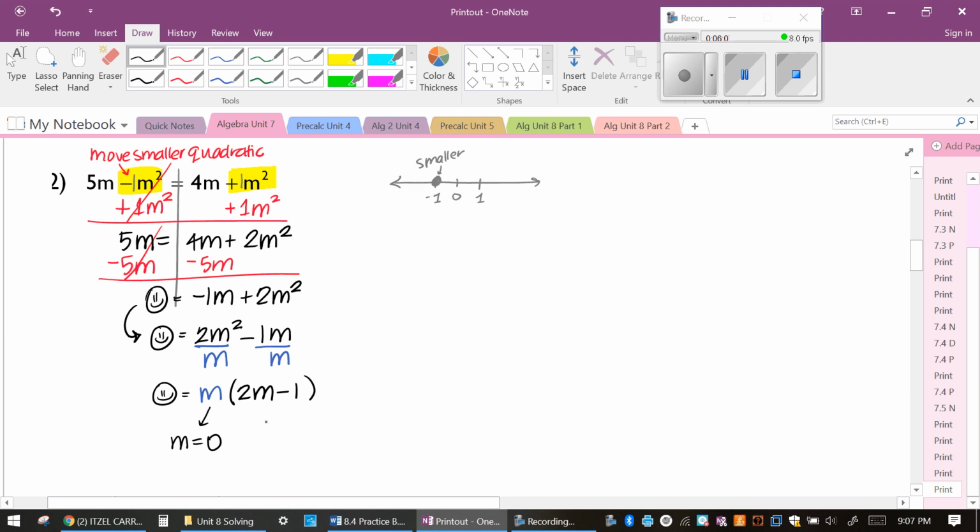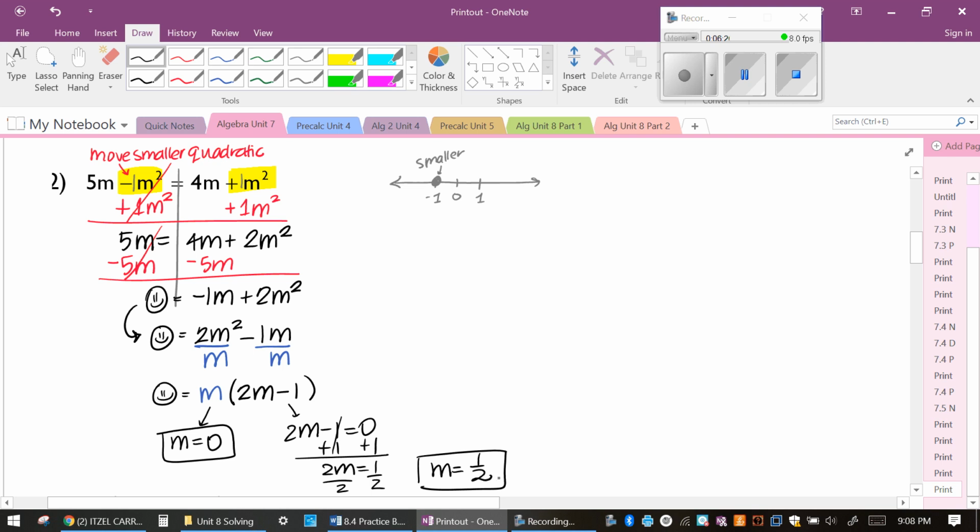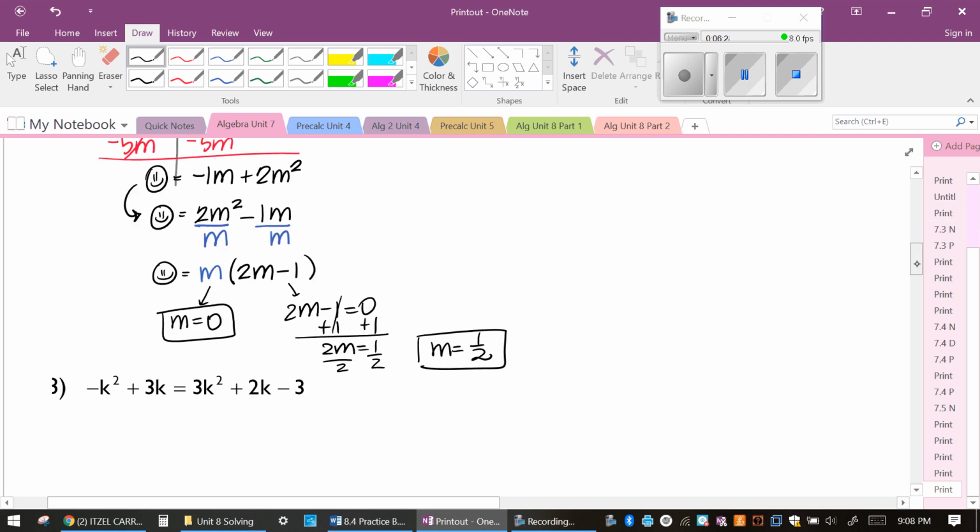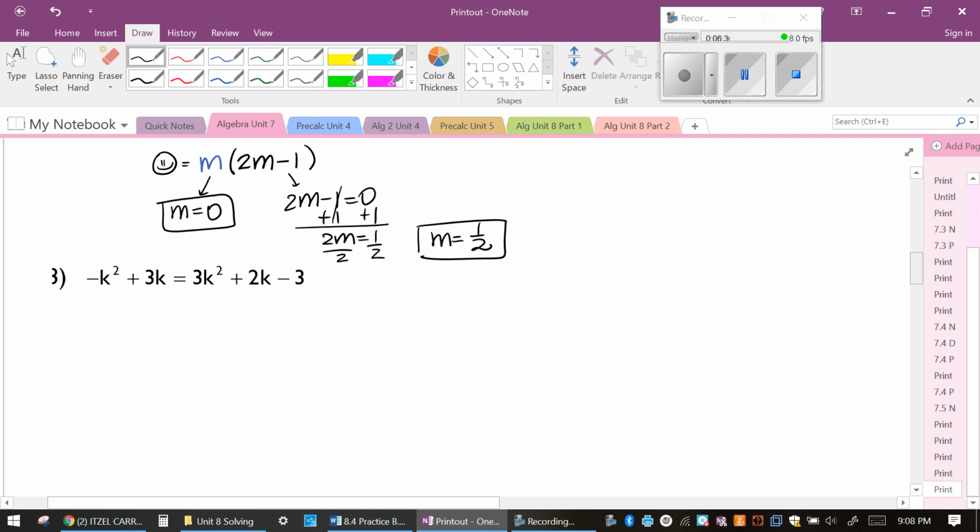I'm going to set each factor equal to 0. This one is easy peasy. When I set it equal to 0, there's nothing to cancel. That's just a solution. This one you'll have to cancel the subtraction with addition, and then divide by 2. Reduce if possible. 1 over 2 does not reduce. So your answers are 0 and 1/2.